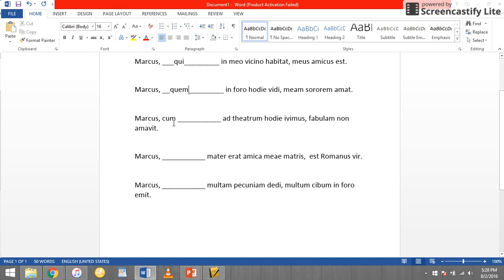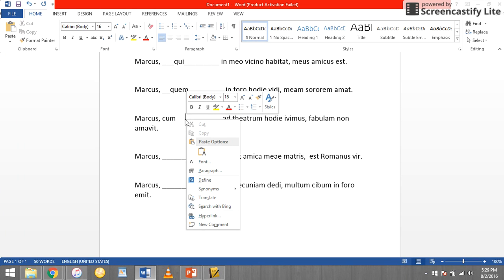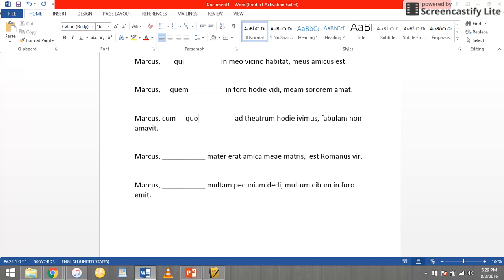This one's easy. When you have a preposition, it's the case that the preposition takes. Cum takes an ablative. Marcus is still the antecedent, so it's still going to be masculine and singular. Now it'll be ablative because cum says it has to be. Cum quo. So Marcus, with whom we went to the theater today, did not like the play.